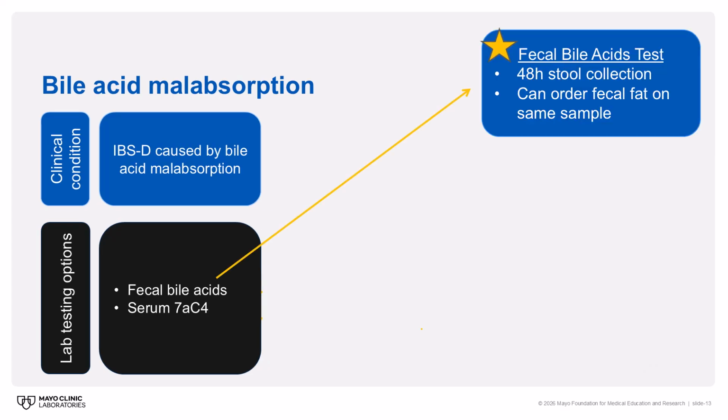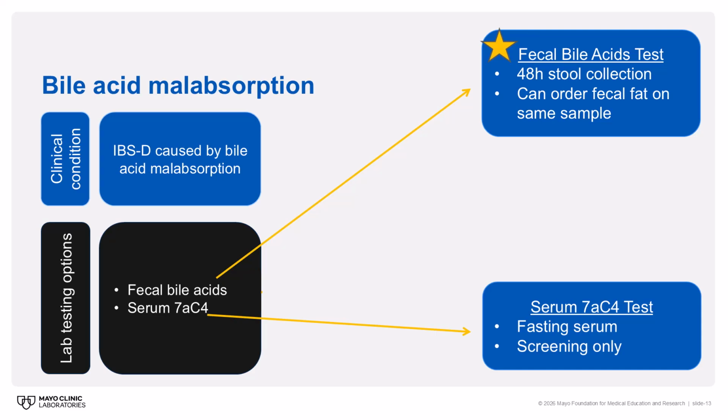The fecal bile acid test is currently the gold standard test in the US. It requires a 48-hour collection where bile acids are measured in that stool sample. And what's nice about this test is that it can be ordered at the same time as a fecal fat analysis for evaluation of malabsorption or steatorrhea in the same patient, which is often the case.